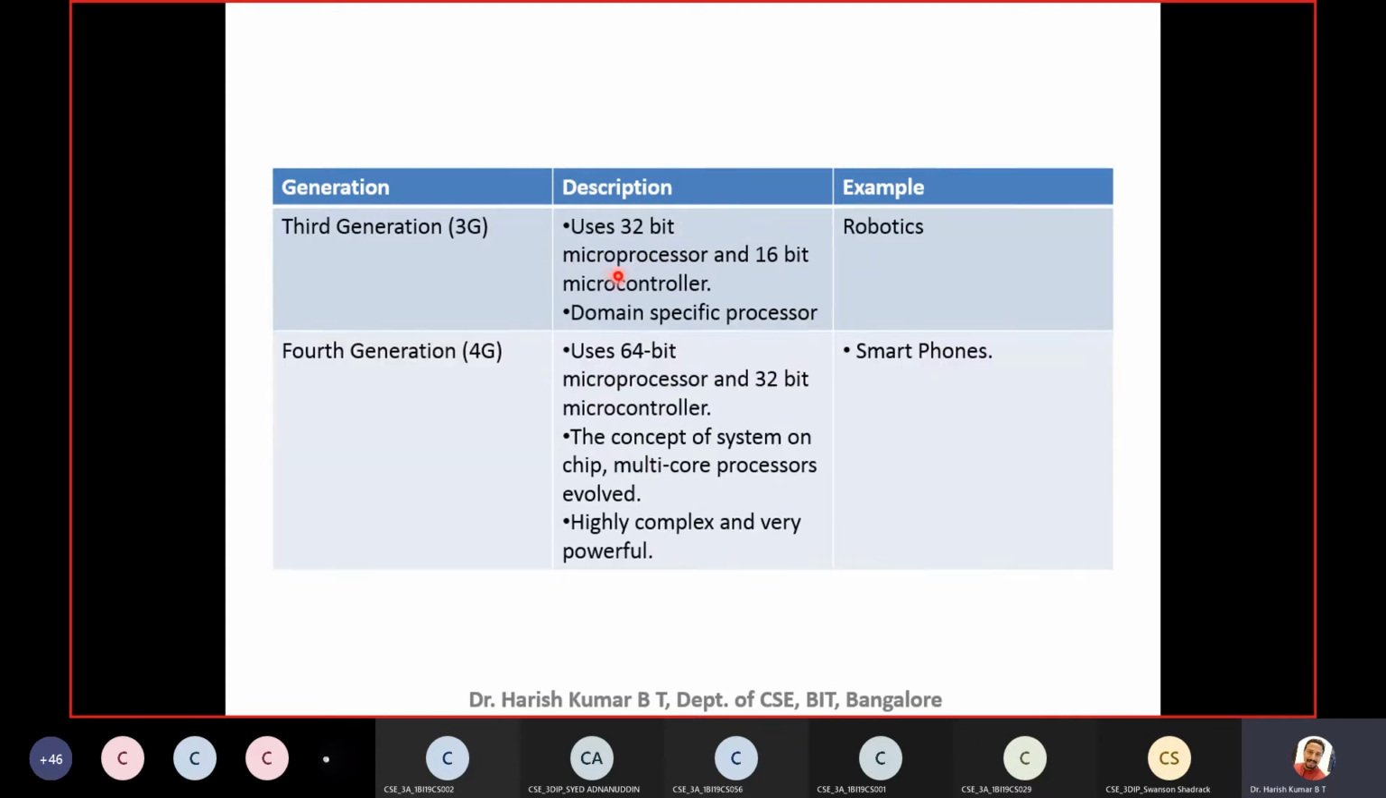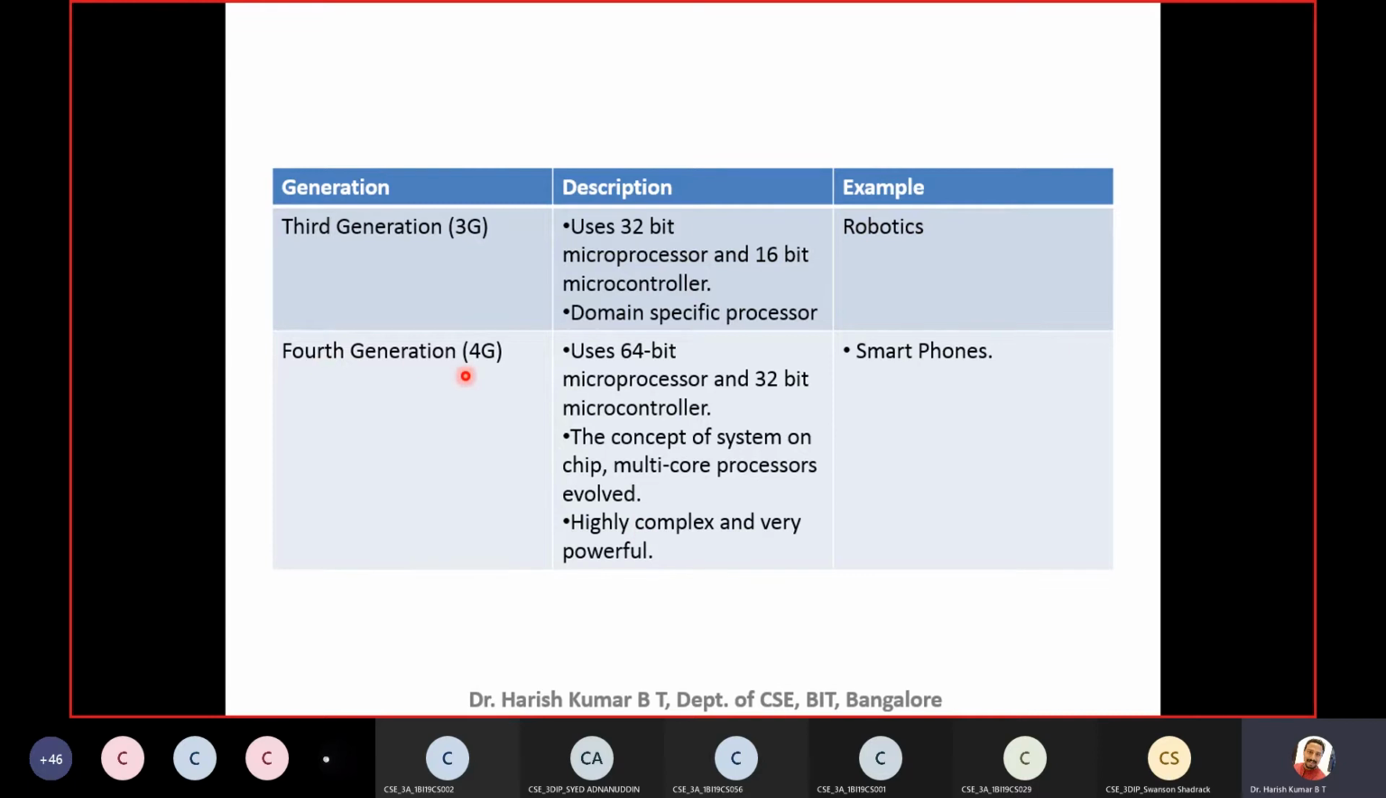Now the third generation embedded systems, if you look at, 32-bit microprocessors or 16-bit microcontrollers were used, and they were domain-specific processors. So why do we say domain-specific processor? It is not the same processor that was used across all the domains. The processor usage or the microcontroller usage used to vary from one domain to another. So networking domain, one type. Home appliances, another type of processor, something like this. And examples are also given. For robotics, a different type of processor is used, for example.